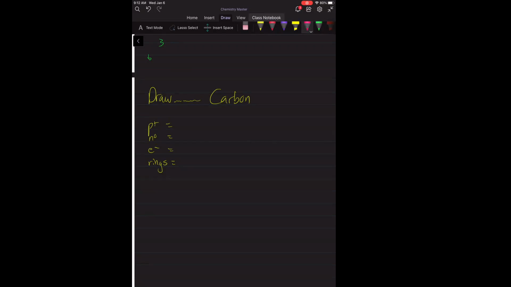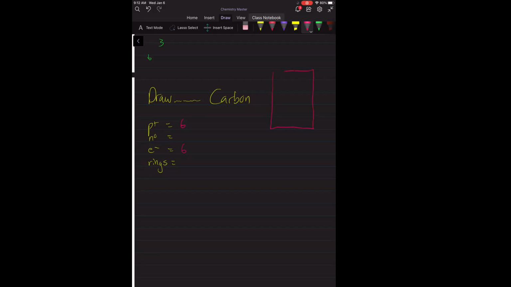Serena, do you know how many protons carbon has? Yes, very nice, Kayla. 6. And there's nothing indicating that carbon is charged, so it's going to have 6 electrons too. I didn't give you a mass number, so that means we have to look at what it looks like on the periodic table.